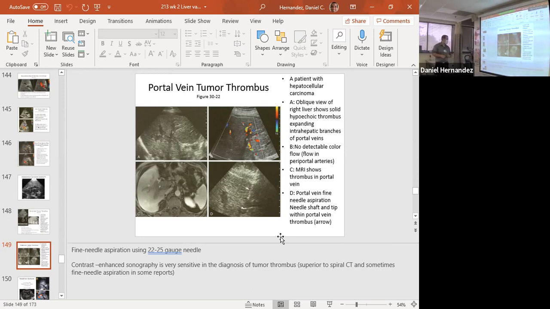So in this case, they did a fine needle aspiration and were able to take samples for biopsy. This patient had no detectable flow in the periportal arteries. MR shows thrombus in the portal vein. They did a portal fine needle aspiration to sample the tumor within the vessel. So here you can see the echogenic line, that's the needle tip entering in. So they did a fine needle aspiration to take a sample.